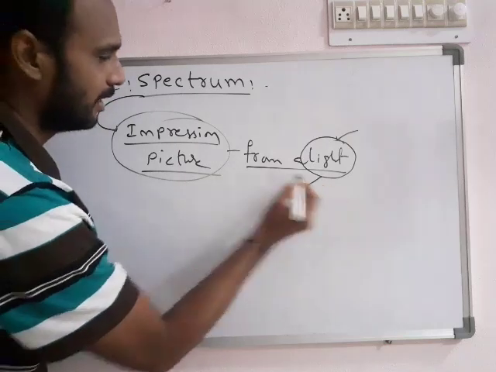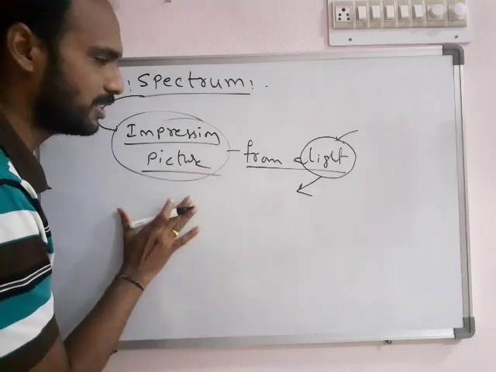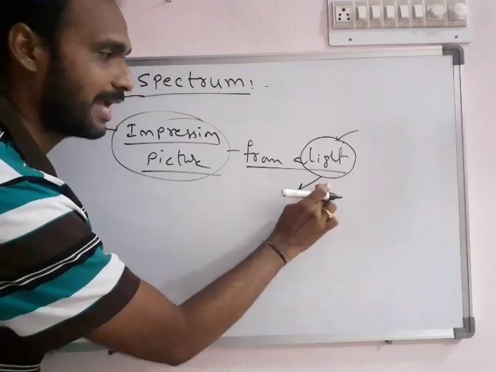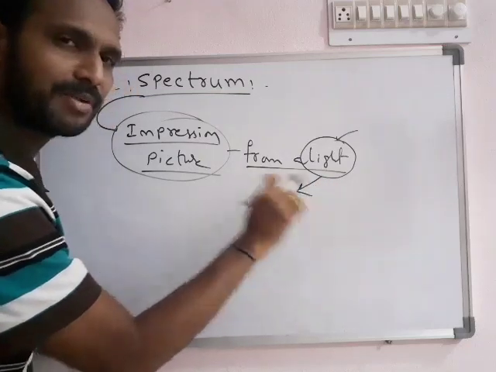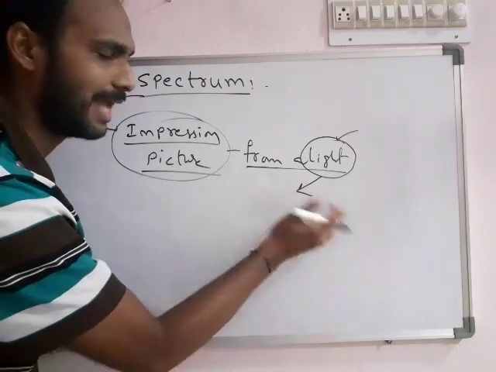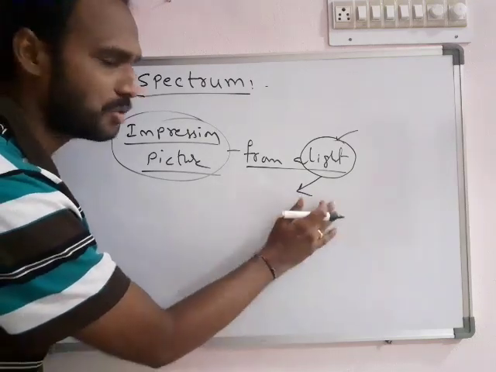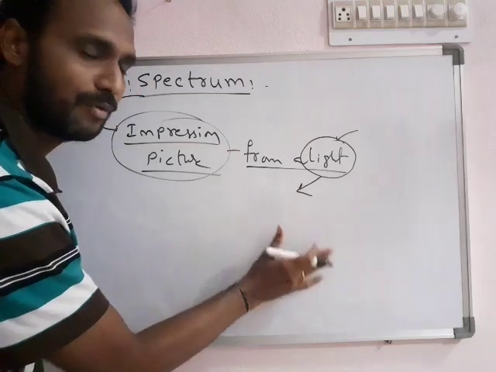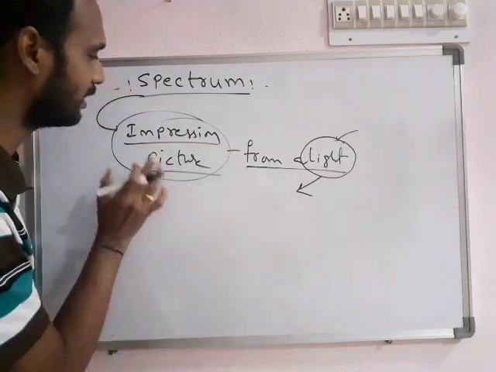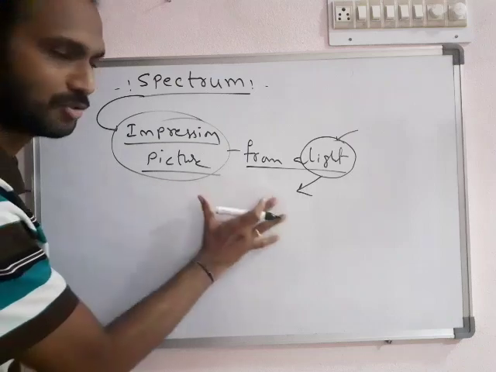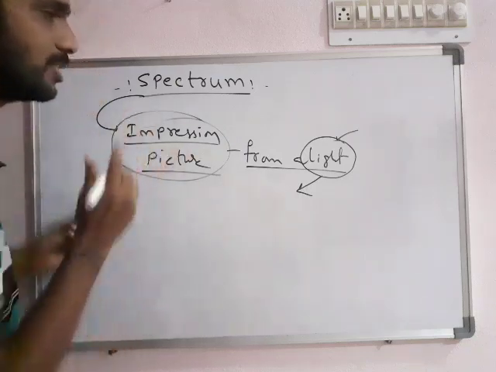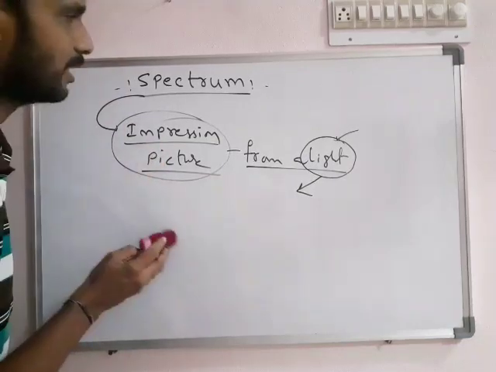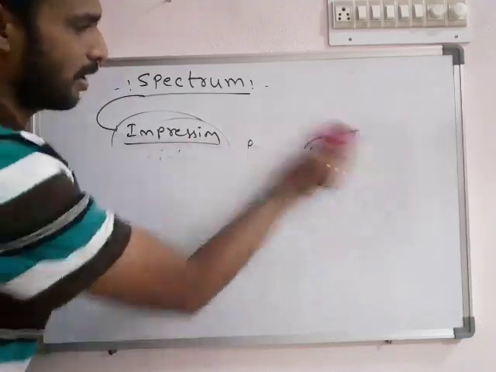The impression or picture is obtained from a light. The light is obtained from a substance or an element. From any source we are taking the light, and with the help of that light we are taking the impression or picture of that one. That is called spectrum. So what is the importance of a spectrum in our chemistry part?